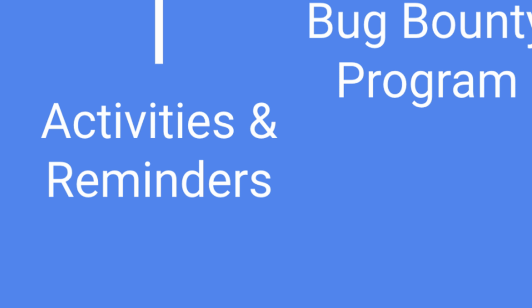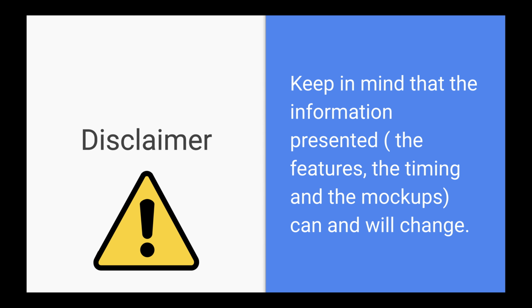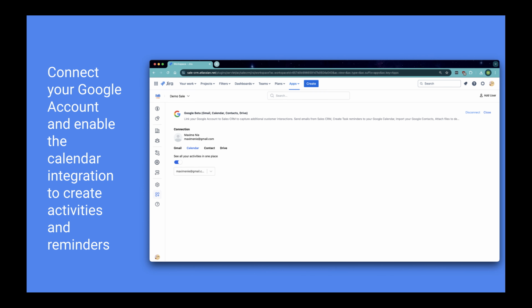As of this video, there are already some elements of activities and reminders that are already out in Sales CRM. In this video, we will showcase the feature that we're working on, why we decided on doing that functionality, what we want to achieve with it, and where we want to go with it. Since this is a work in progress, it is worth noting that this is still fairly early in the process, and as a result, the features, the timing, and the mockups can and will change as we work on them more. With that said, let's explore the three main sections to the activities and reminders, all of which are currently being fueled by the Google integration, more specifically, the calendar integration.